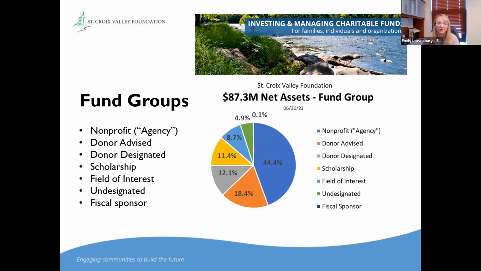Field of interest funds account for about 9% of our total assets. Field of interest funds give donors the opportunity to target their contribution to one or more specific areas that they care about most, such as music education, health and wellness, the arts, the environment. These funds are broad in scope, yet they're targeted to meet the needs of the region. So our very knowledgeable staff and our volunteers use their expertise to identify, evaluate, and award grants to the most qualified and deserving organizations and programs in each of those areas. The field of interest funds appeal to donors who want to give back to the community, but don't want to be personally involved in their grant making.